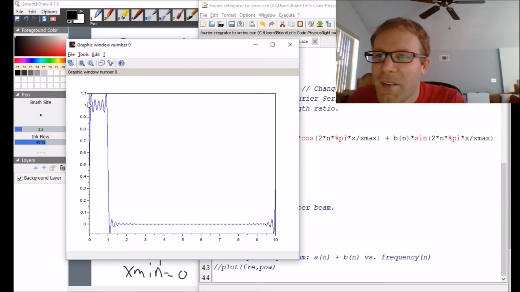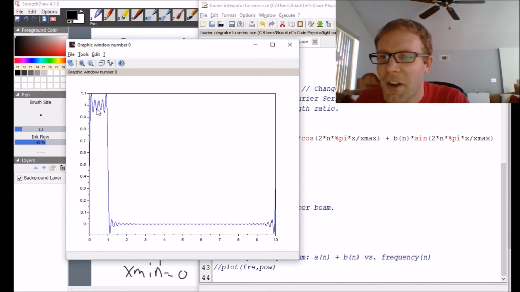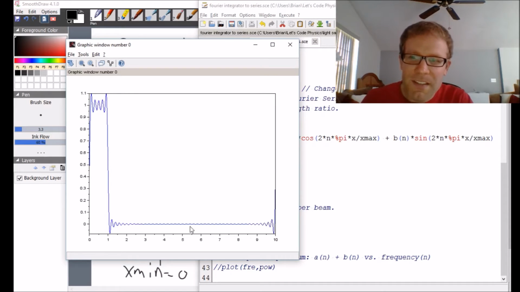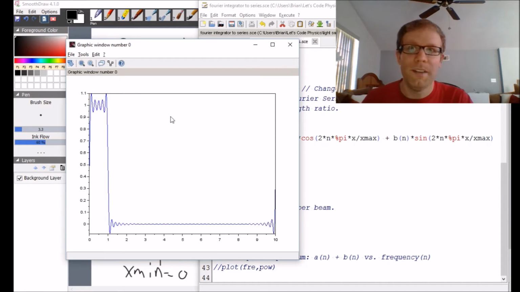Let's see. Because I'm using 50 terms instead of an infinite number of terms, this is kind of wavy. And because I'm using 50 instead of infinite, this is still wavy instead of being perfectly 0. But you notice it is oscillating around 0. This one is oscillating around a base value of 1.